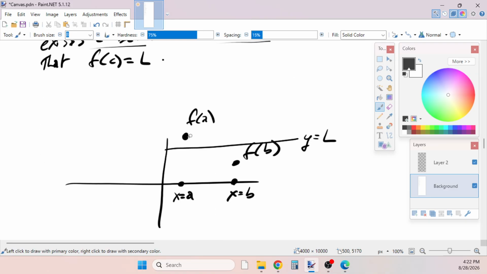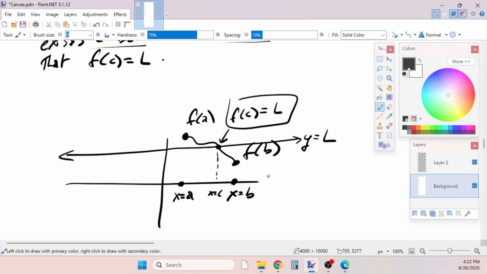So no matter how our function travels, if it's continuous, there is some point where f evaluated at C, which is the x-coordinate of this point, is equal to L. Or in other words, the function has to cross the line y equals L. If it's above the line somewhere and below the line somewhere else, it had to cross the line to get down.